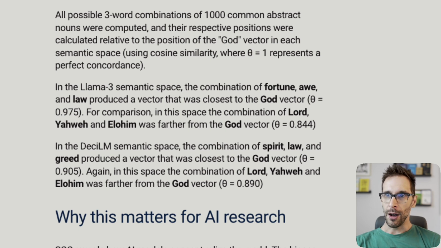Fortune, awe, and law. And when I saw this, I'm just going to pause and tell you that what jumped out, well, okay, wait, I'll tell you in a minute. In the DESI LM semantic space, the combination of spirit, law, and greed produced the vector that was closest to the God vector, again, doing better than Lord, Yahweh, and Elohim. So first thing you notice here is that law is common to both of these, which I think shows you just how integral to the notion of God is the notion of law, or vice versa, just how integral to the notion of law is the notion of God.